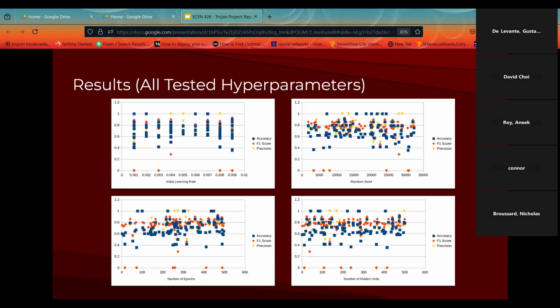Can you see on your side, Nicholas? No, it looks like I'm way behind. Okay, I can see you in the slides though, so I'll reference that.